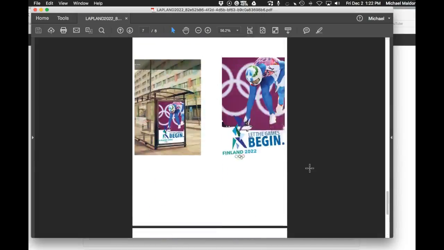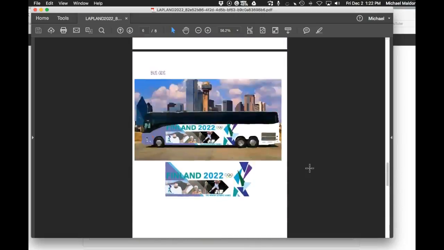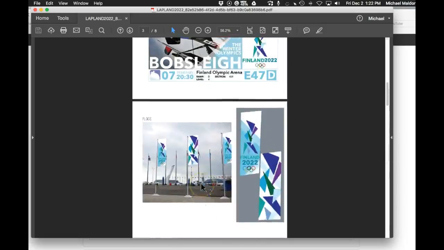Good stuff. Good stuff. Let's get that logo nailed down and start thinking about some of the other comments. But the program itself is looking good.